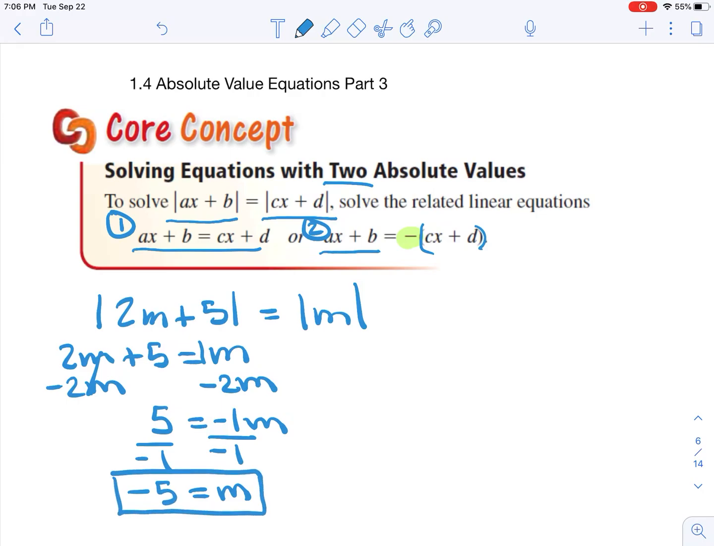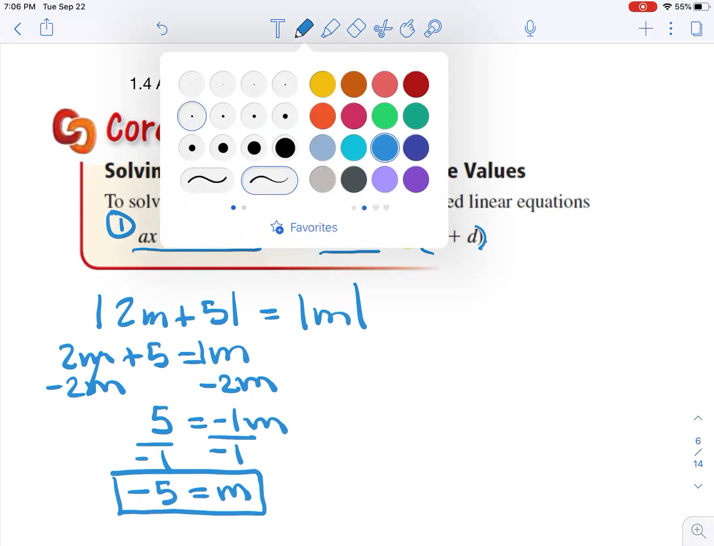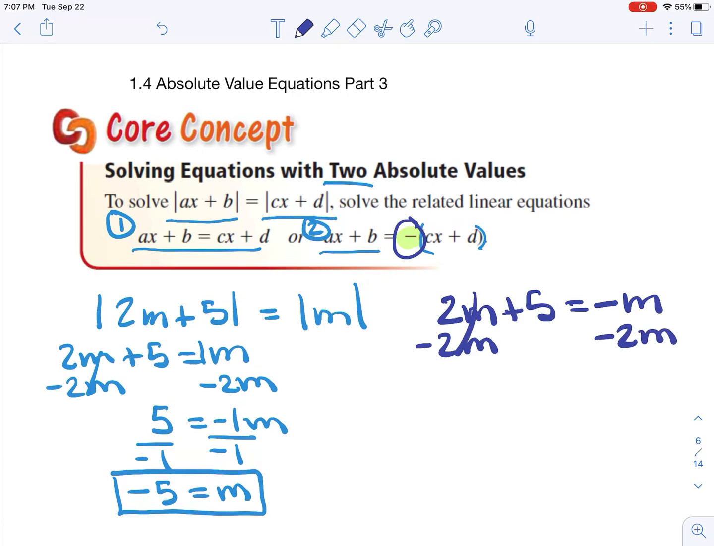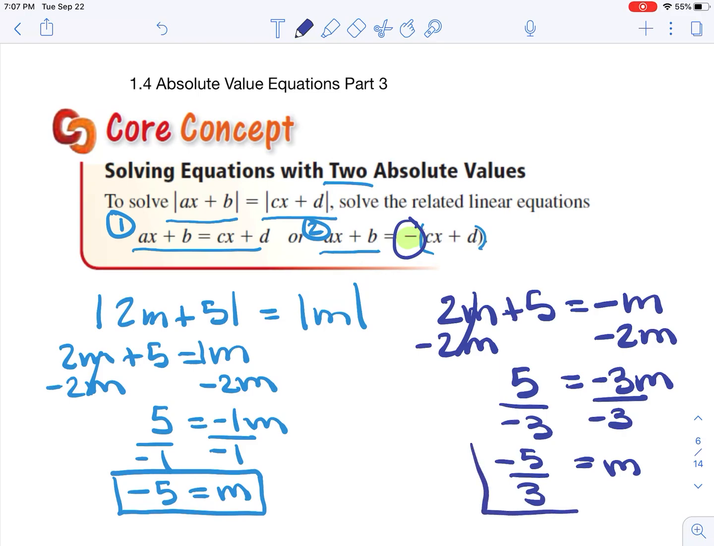Well, let's look at the second one. We're going to write the equation again. I'll do it in a different color. So 2m plus 5. But this time, the right side, I'm going to add this negative sign. So it's going to be negative m. Okay, so let's subtract 2m from both sides. That becomes 0. Bring down the 5. Negative 3m. Divide both sides by negative 3. And then m is going to equal a fraction, which is going to be negative 5 over 3.